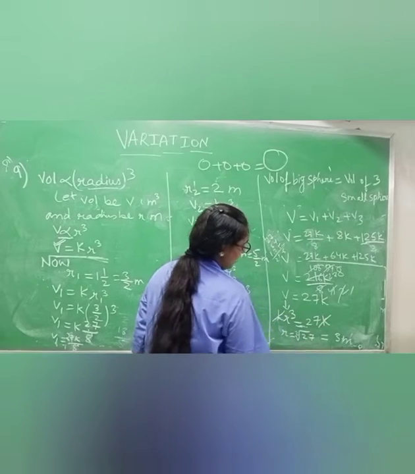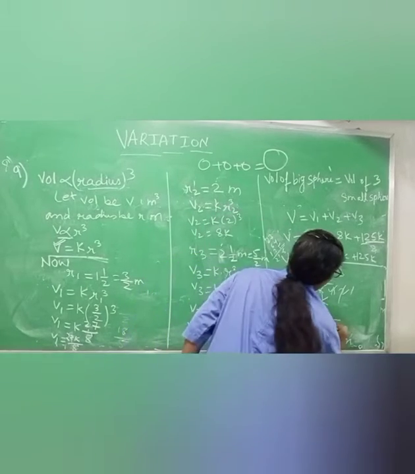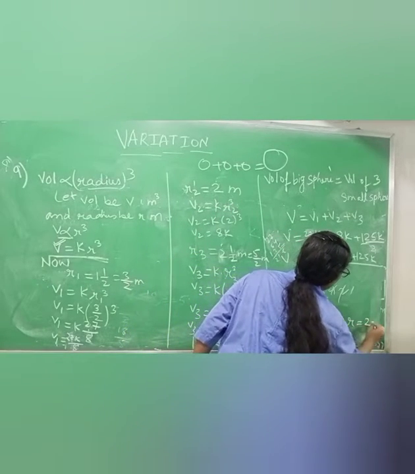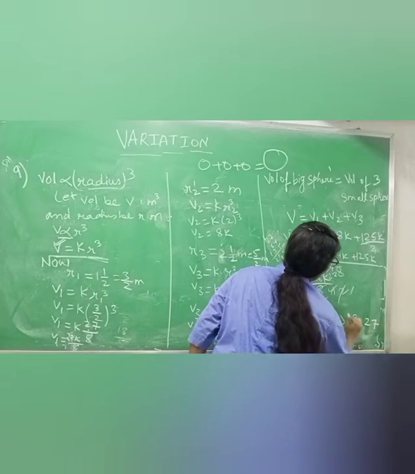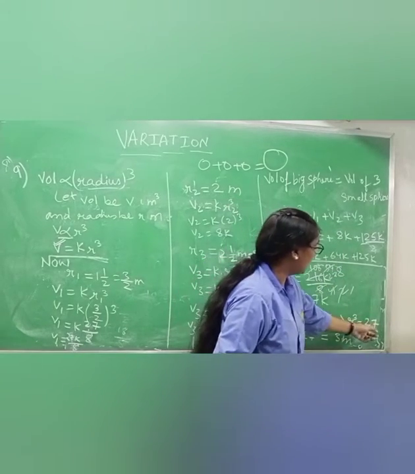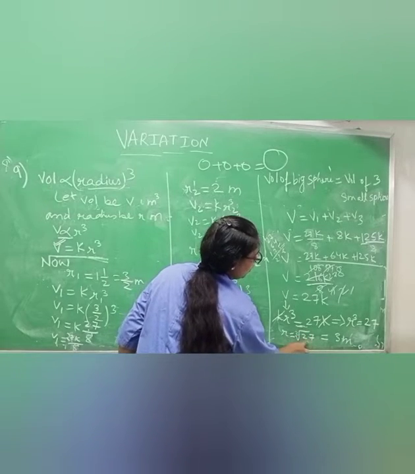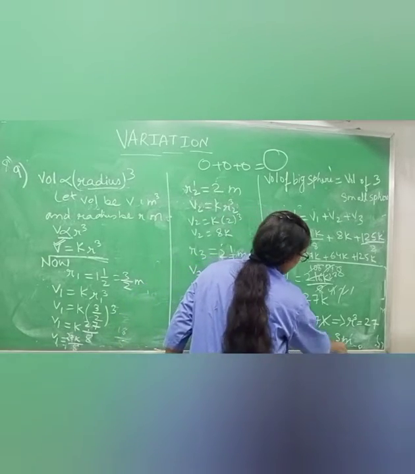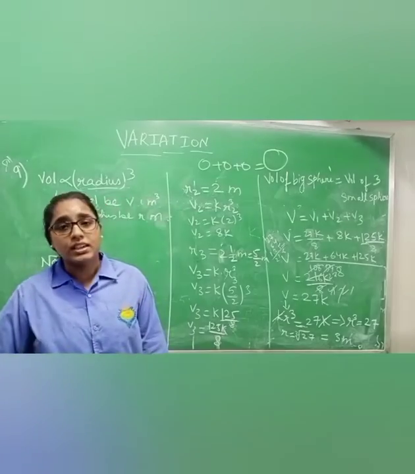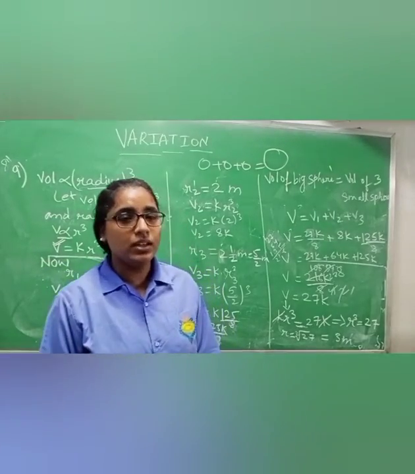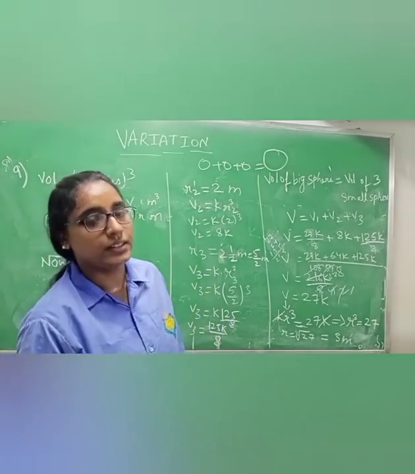k will cancel out. You will get r cube equals 27. Now the cube will come here. I am writing r equals cube root of 27, and the cube root of 27 will be 3 meters. So the radius of the big sphere is 3 meter. Okay, write it.